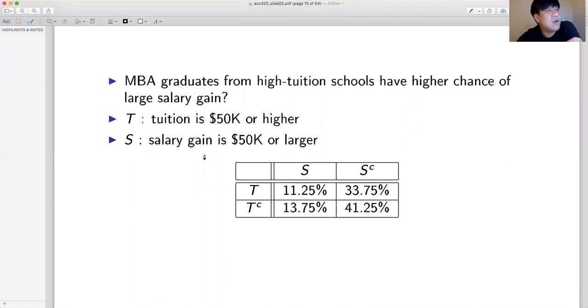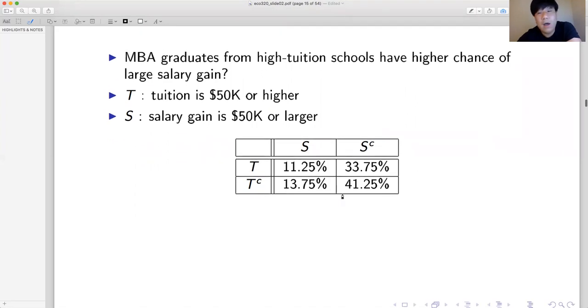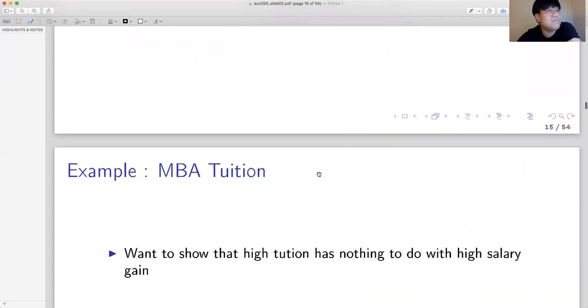And S is a salary gain of 50K or larger. That means S complement is lower than 50K. So these are some distributions. I gave you these as percentages, but if I gave you this in the midterm, for example, you might want to convert this to probability. Now you can play around. You can find the conditional probabilities and everything, right?